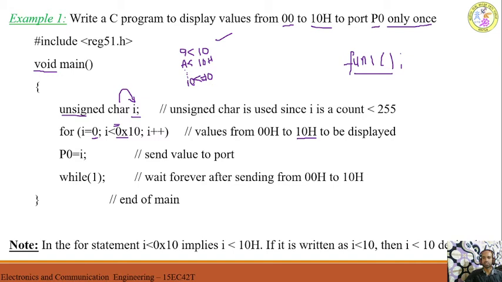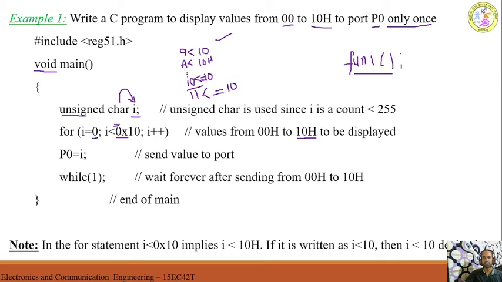Now the second condition is true. 10 is equal to 10. If 10 is equal to 10, yes, this condition is true. Once again come here, P0 is equal to I. What is I now? I is equal to 10. Therefore 10 will be displayed here. Again for the next case, I is incremented. Now this becomes 11. Now it will check the condition 11 less than or equal to 10.